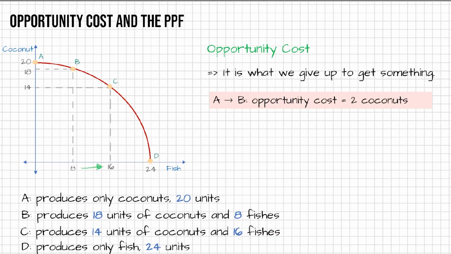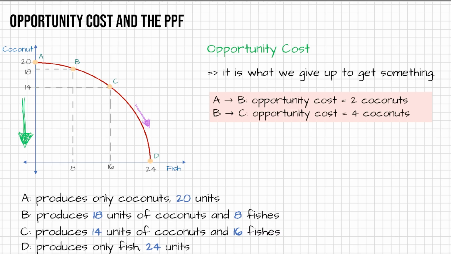To produce 8 more units of fish, moving from point B to point C, we had to give up 4 units of coconuts. That's the opportunity cost of that move. And finally, to move from point C to point D, dropping coconut production entirely to produce only fish, we had to give up 14 units of coconuts. That's the opportunity cost of that last move.